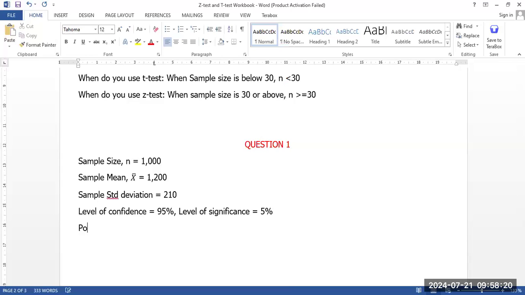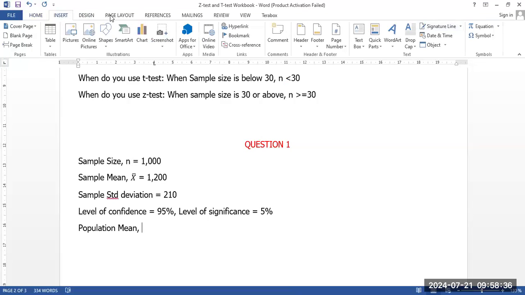The population mean is denoted as mu. I know some people cannot say it because of pronunciation, but just understand the sign. You will pronounce it when you are a tutor. In an exam, you don't need to pronounce it.